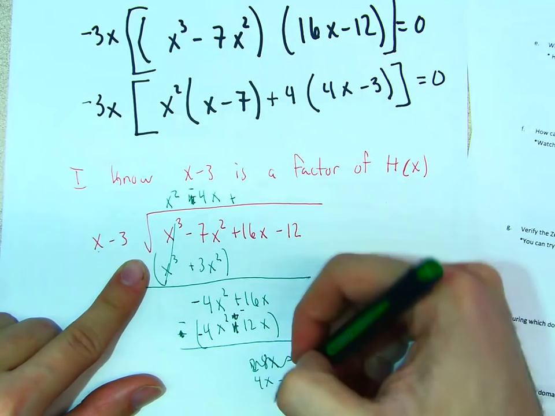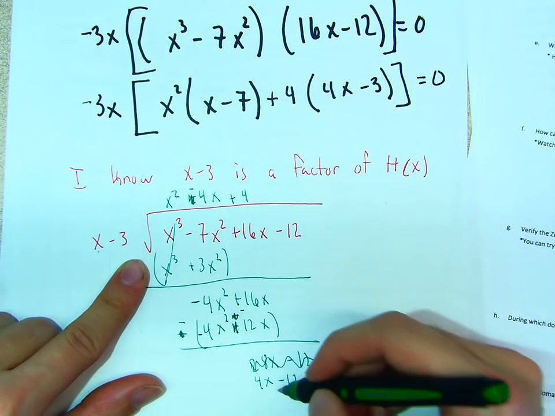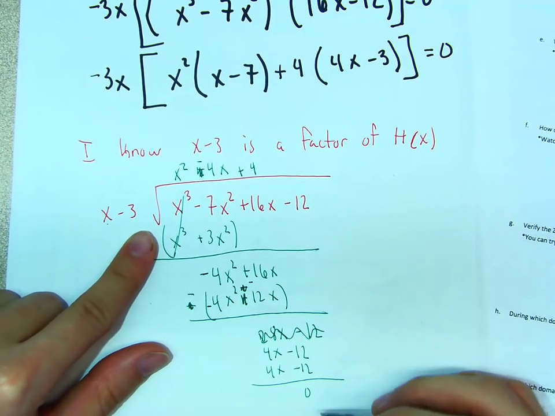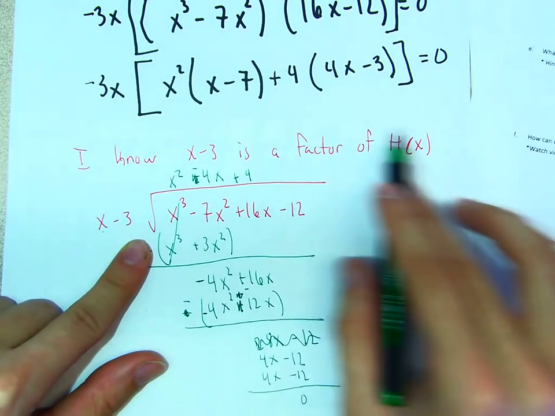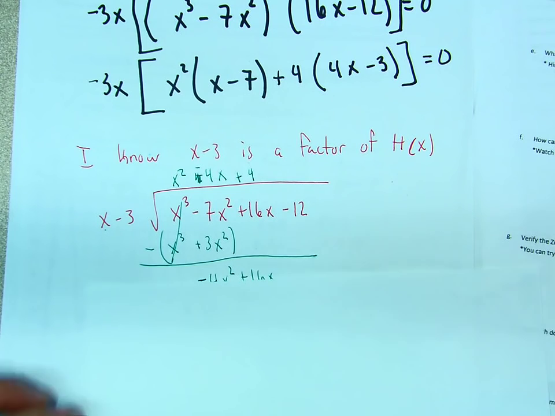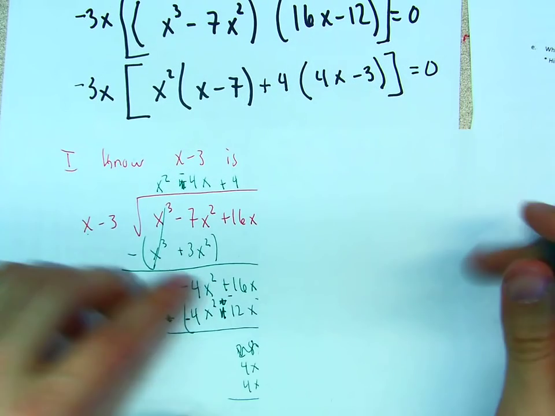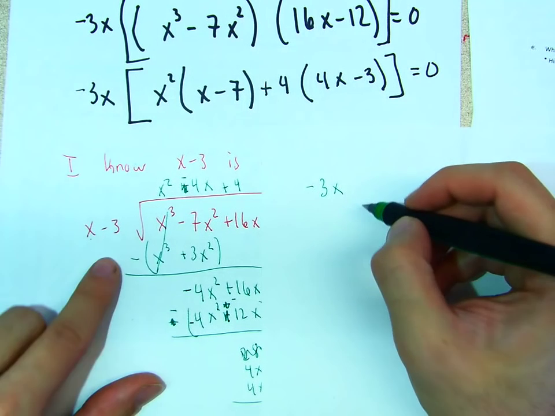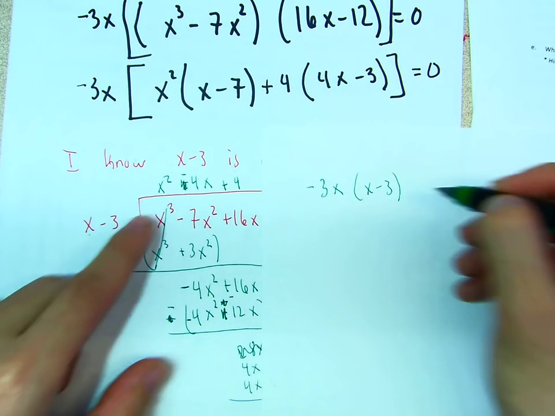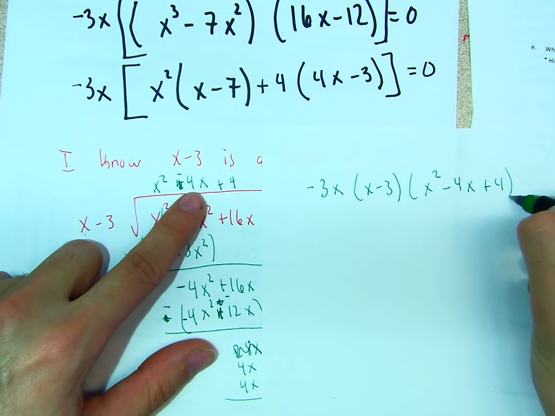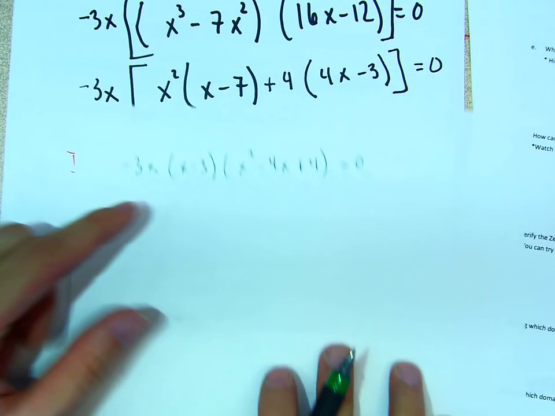And then how many times does x go into 4x? That's plus 4 times. And then you get 4x minus 12, and notice at the very end, you get 0. So going back to this, if you know that this is true, then you get negative 3x times x minus 3 times x squared minus 4x plus 4. And that equals 0. Okay?